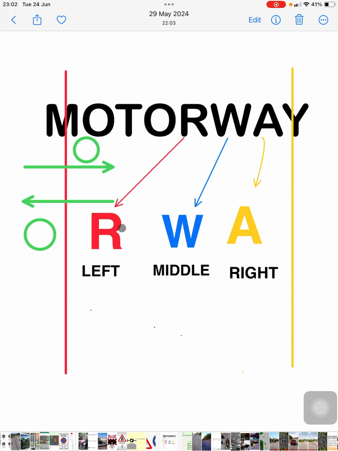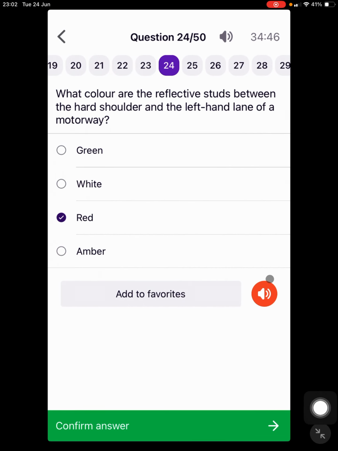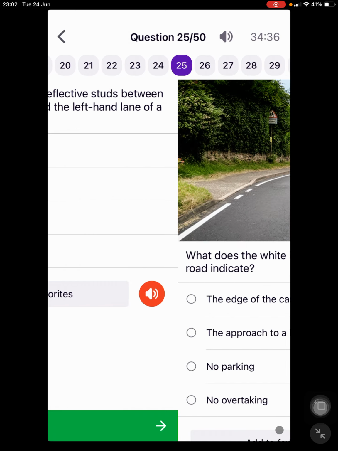See, why do we have studs on the motorway? We have studs on the motorway so we know where we are on the motorway. If the red studs are on your left, it means that you are in the left-hand lane. If you have white studs on both sides, it means you are in the middle of the motorway. If you have amber studs on your right, it means you are in the right-hand lane. So the studs are there to help you know where exactly you are on the motorway. That's why we have studs on the motorway.